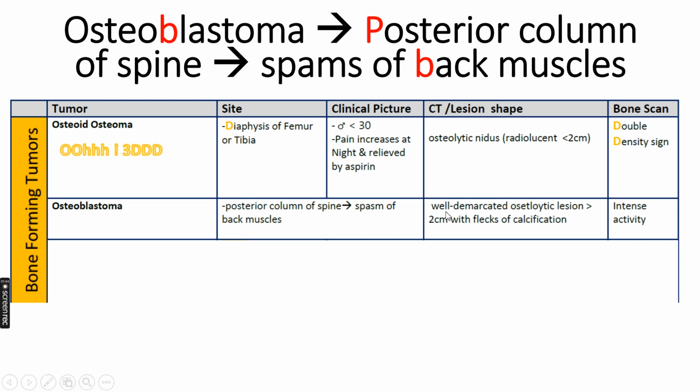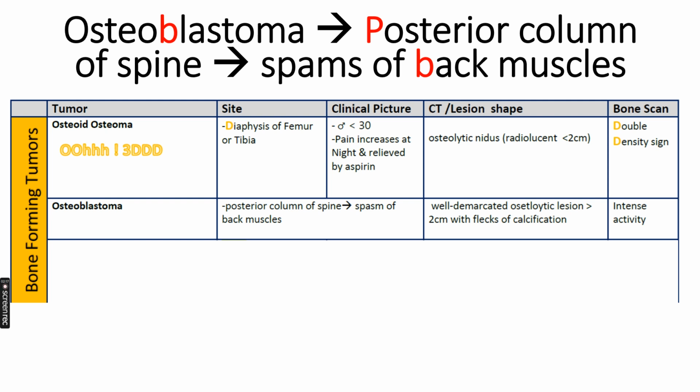As you can see here, in osteoblastoma, there is a well demarcated osteolytic lesion, yet it's more than 2 centimeters with flecks of calcification. Back to osteoblastoma, it is the only benign bone tumor with the letter B in our presentation. So this letter will remind us that it also affects the P, posterior column of the spine, resulting in another B, which is back muscle spasm. So we have B, P, B. This is very important about osteoblastoma.